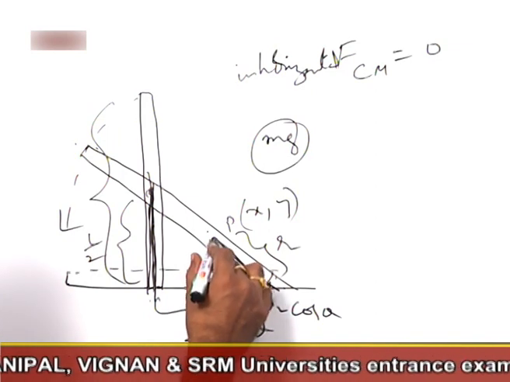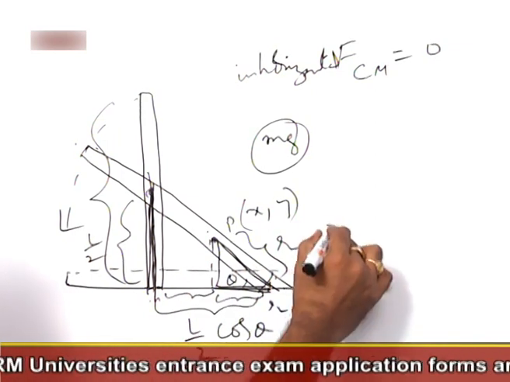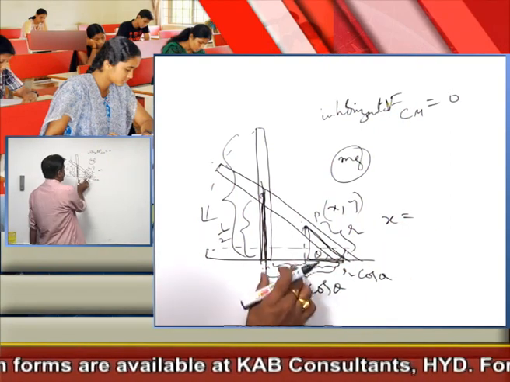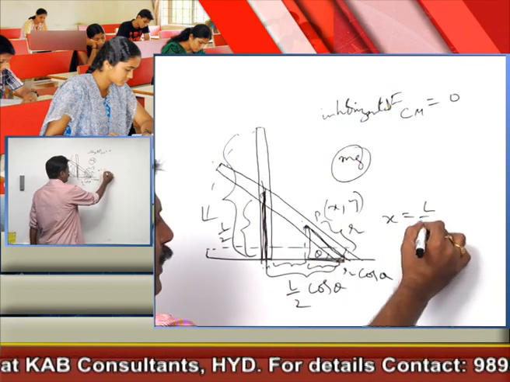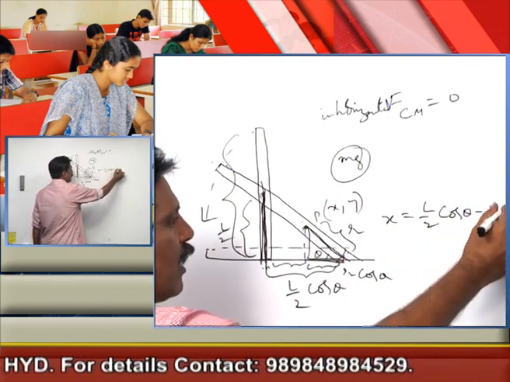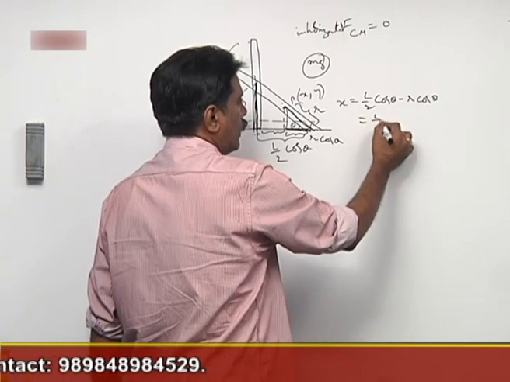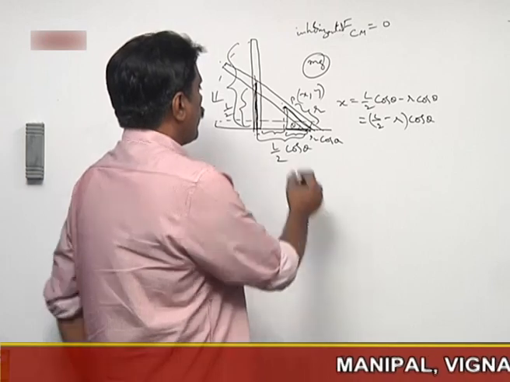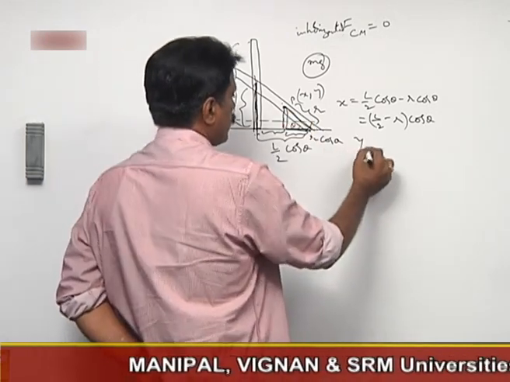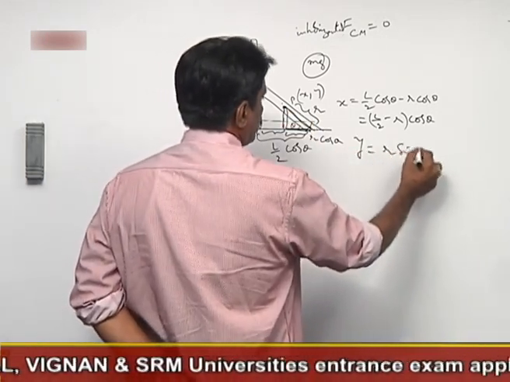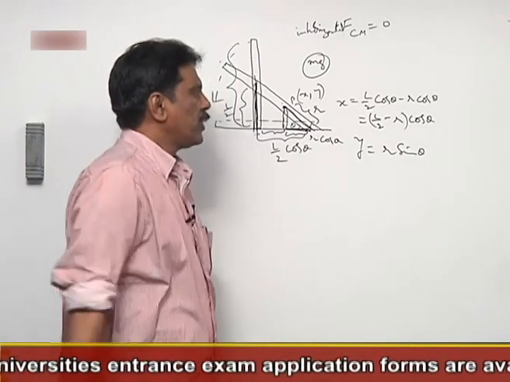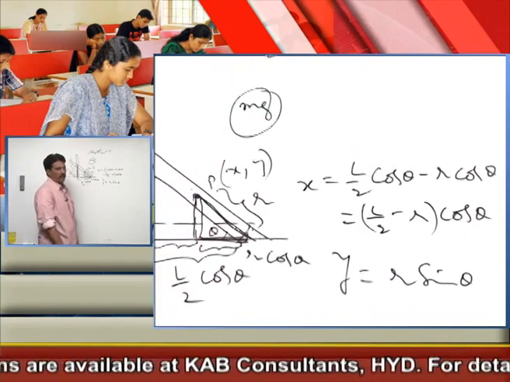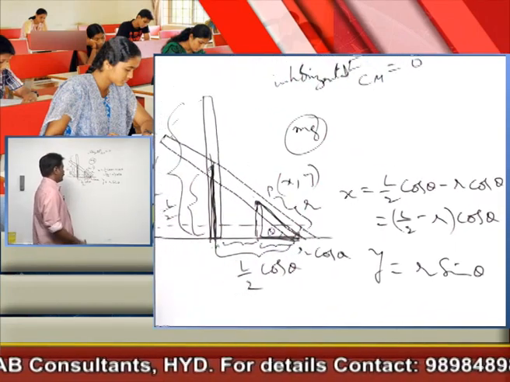Then x means this distance. The x coordinate of P is this distance, which is equal to this minus this. That means L by 2 cos theta minus r cos theta, that is equal to L by 2 minus r, times cos theta. Similarly, y means this distance. y is equal to r sin theta. So, we got the x and y coordinates. We can easily tell what kind of motion is executed by the point P on the rod.